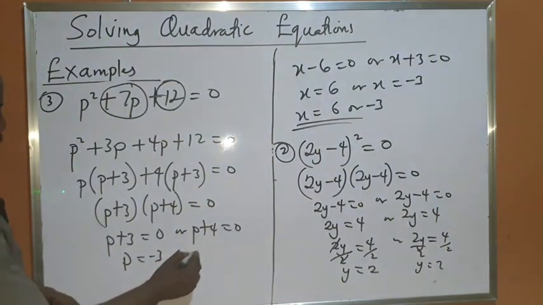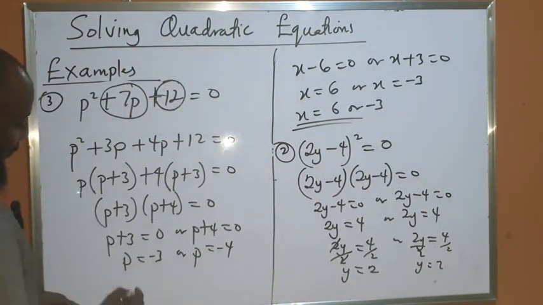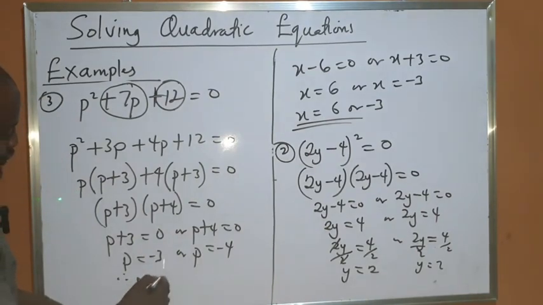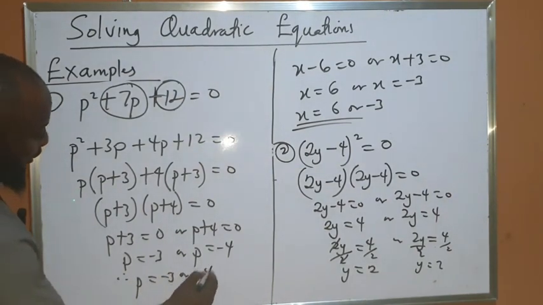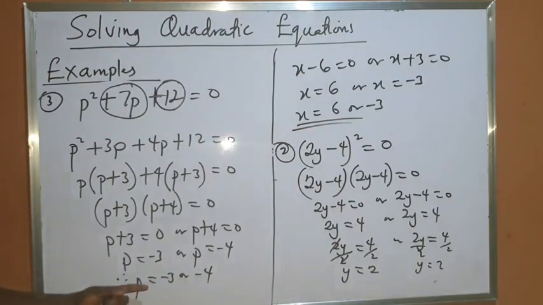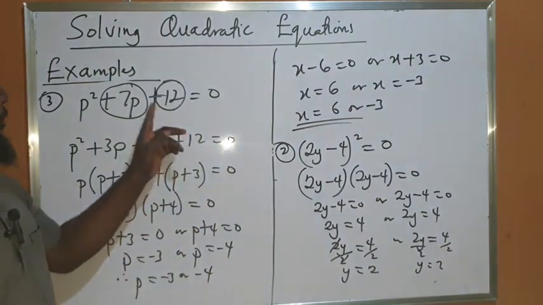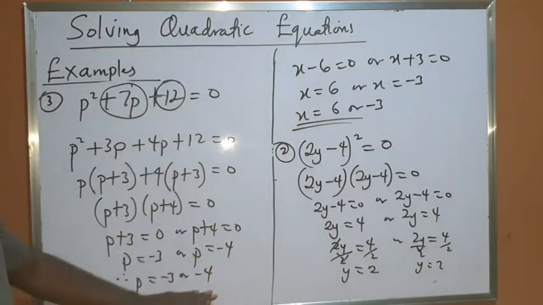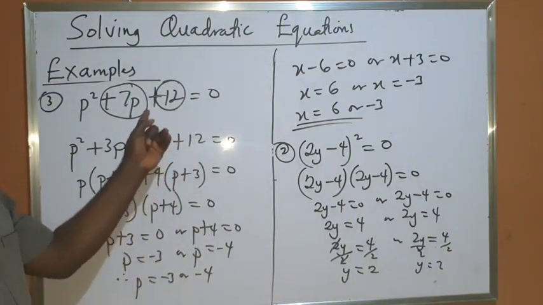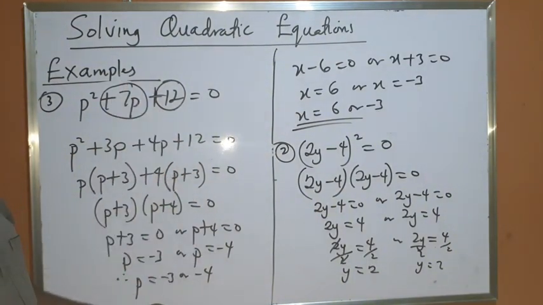Minus 3, or P equals what? Minus 4. Therefore, P equals minus 3 or minus 4. So you can see we have two answers. These are the roots of the quadratic equation. The solution to a quadratic equation gives us the roots of the equation. So let's look at another set of 3 examples before we call it.